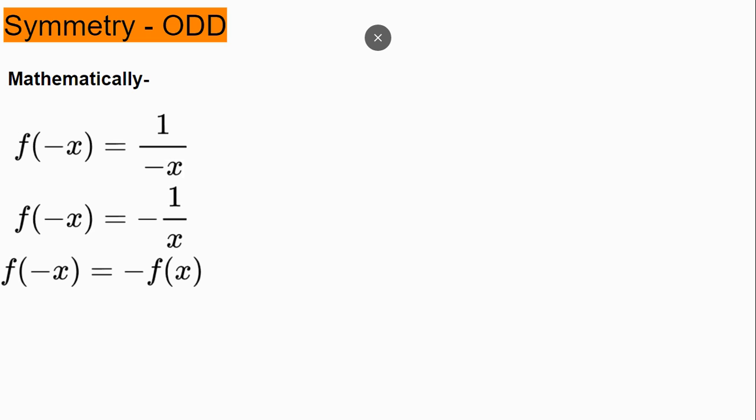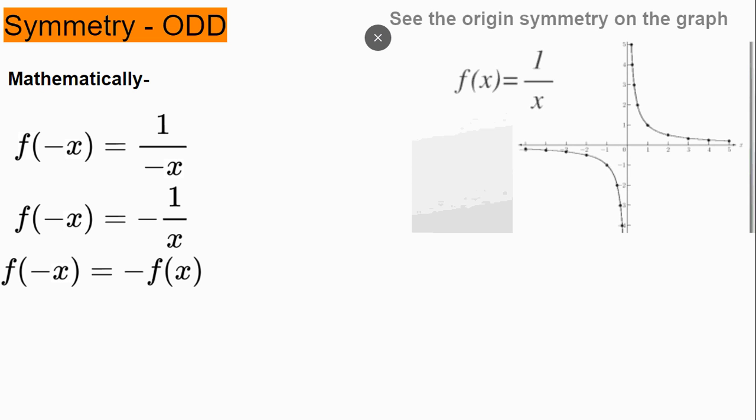Okay, so the symmetry is odd, which is origin symmetry. You can tell this by looking at it, but if you think about it mathematically, when you put f of negative x, you get 1 over negative x, which is the opposite of 1 over x and the opposite of the function. And you can also clearly see the origin symmetry on the graph when you flip it to the right and up.